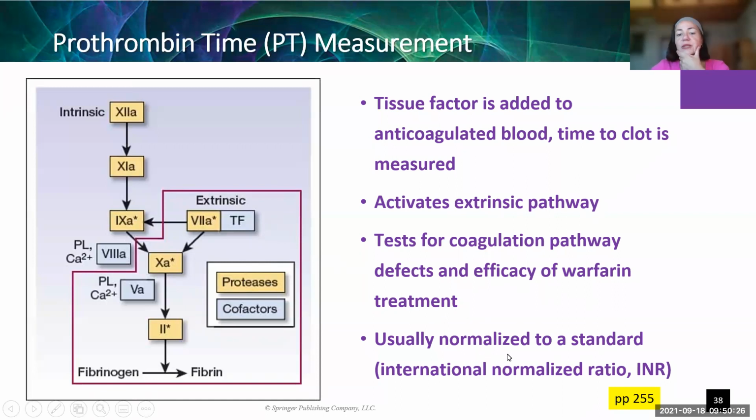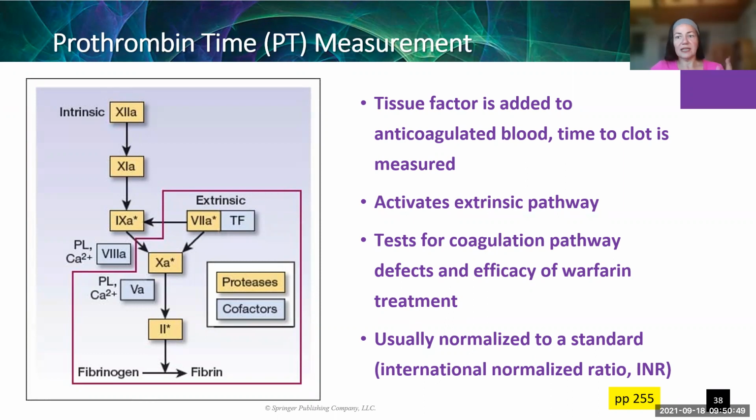It's usually normalized to a standard because labs will differ from lab to lab. And so that's where the INR comes from, International Normalized Ratio. So PT-INR, extrinsic pathway. The other test, so we took the plasma and we split it into 2 batches.